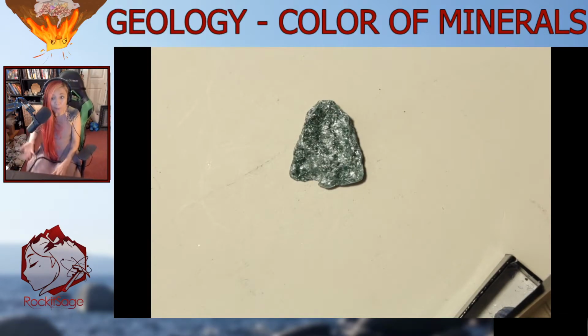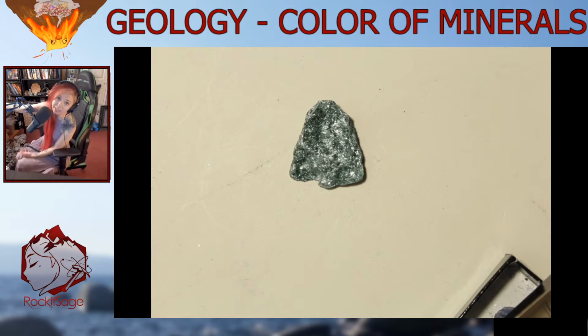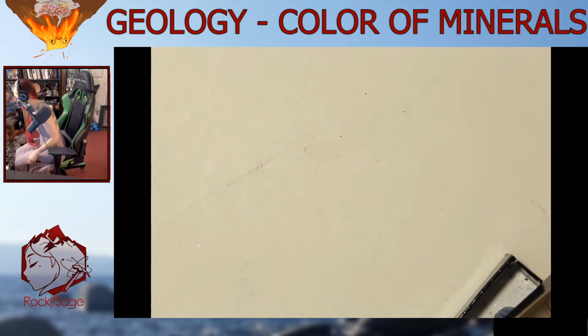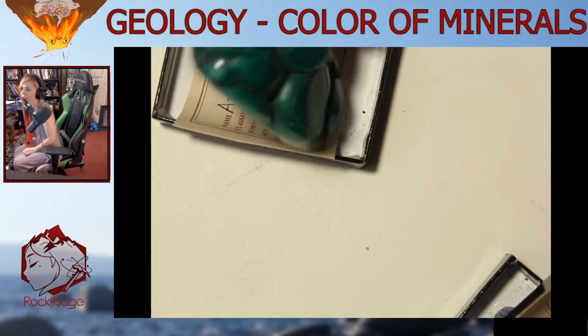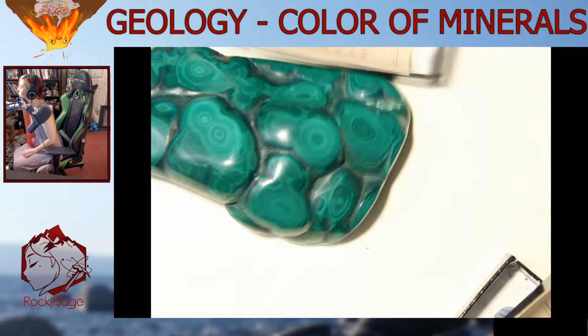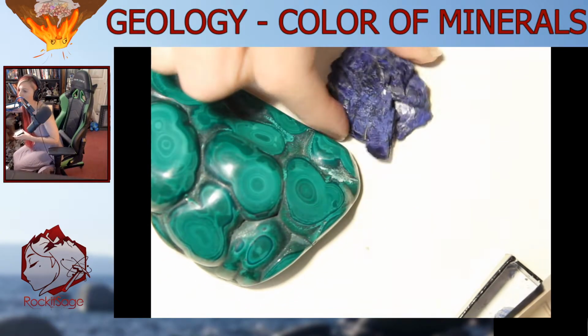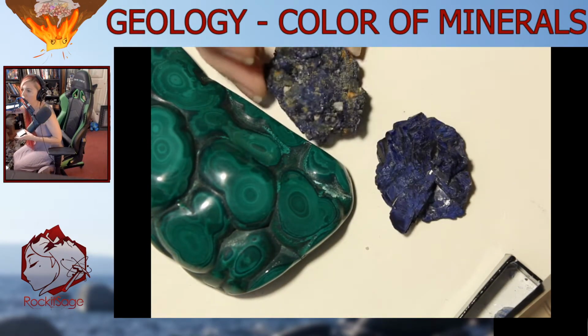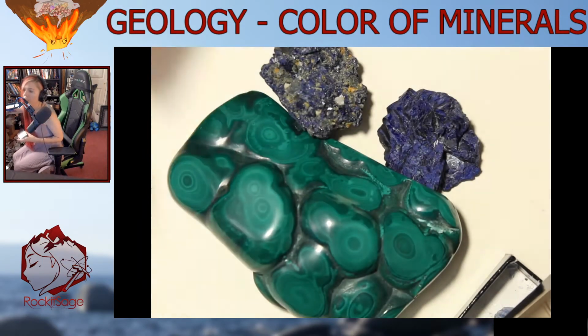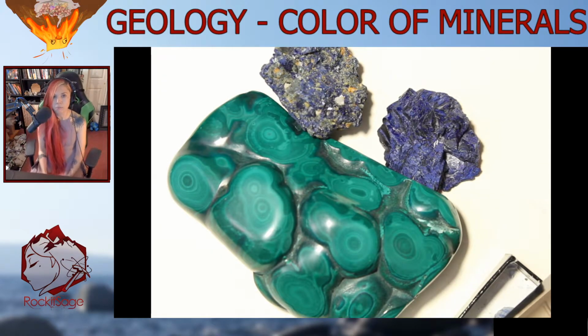Moving on, we've got copper. Copper produces the blues and the greens in malachite and azurite. So we've got malachite here. We've got azurite next to it. And these are both copper-rich carbonates. They're very similar in chemical composition and can oftentimes alter to one another. Usually it's the azurite that is altered to malachite, is what I've typically seen.